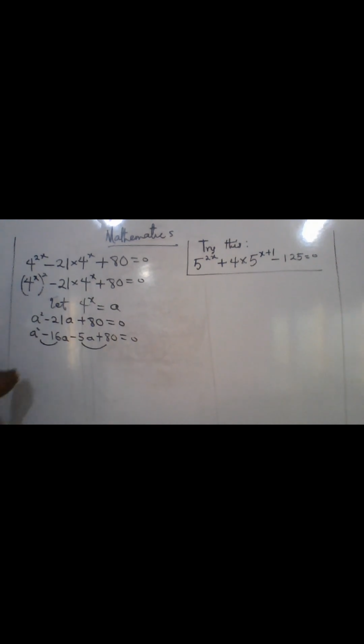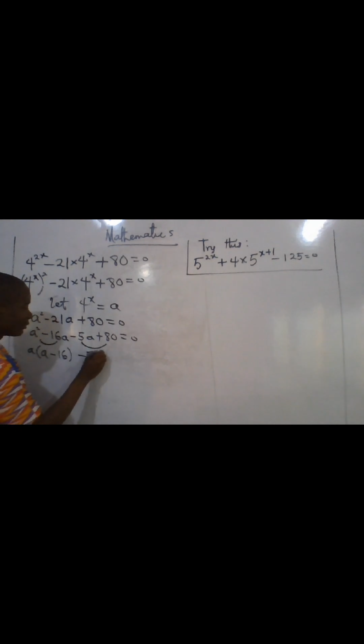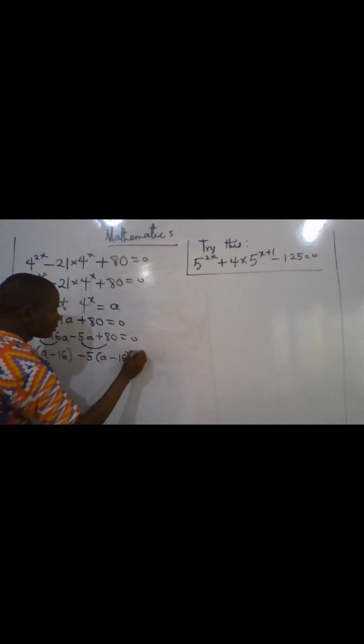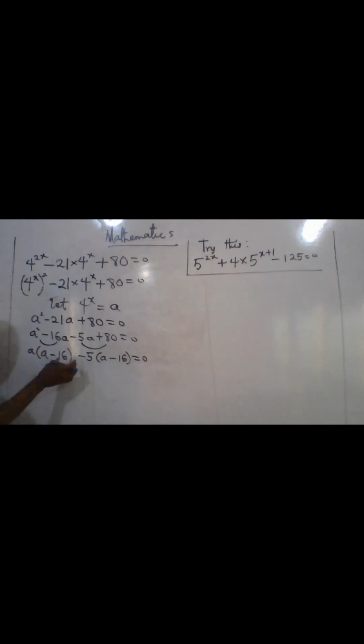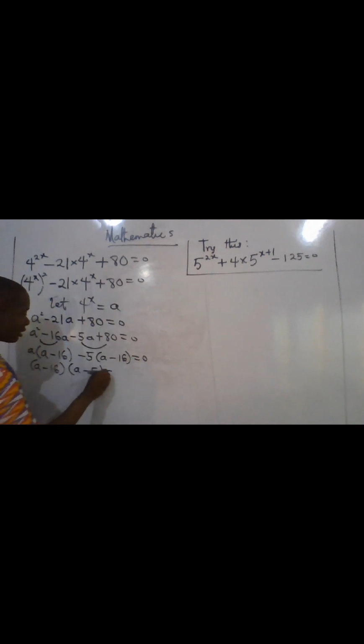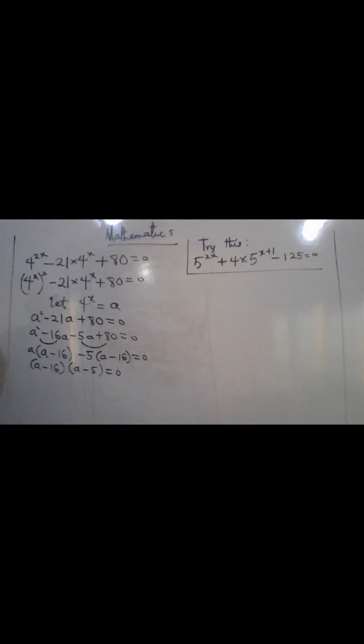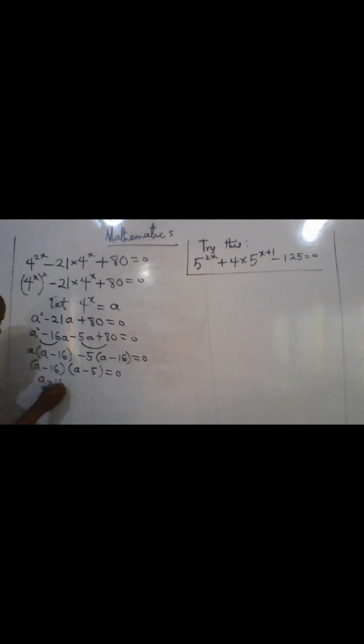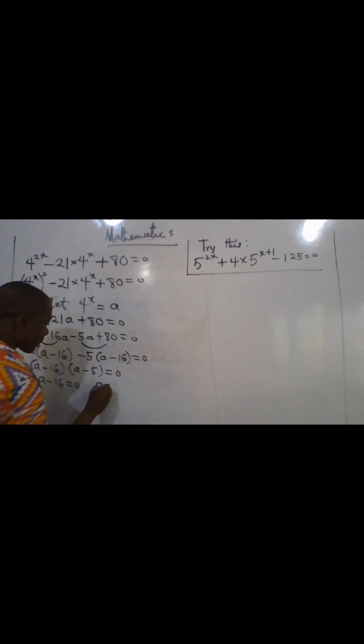So what we have is a bracket a minus 16 minus, factorize the minus. I told you before that whenever a negative sign is starting an expression, we're going to factorize the minus, and not 5 in this case. So you have 5 times a minus 16 equal to 0. So the next thing is to factorize. What you're factorizing here is a minus 16, and you're left with a minus 5 equal to 0. Now, you can break it up: this one equal to 0 and this equal to 0. So what you have is a minus 16 equal to 0, or a minus 5 equal to 0.